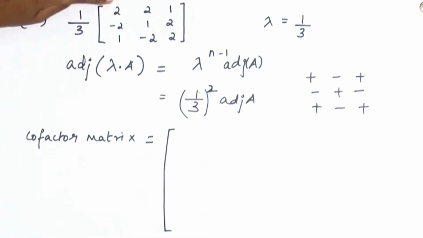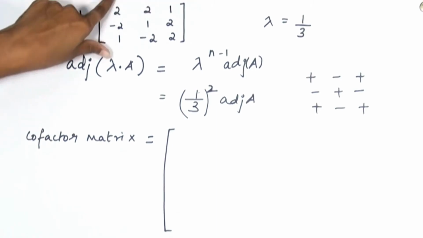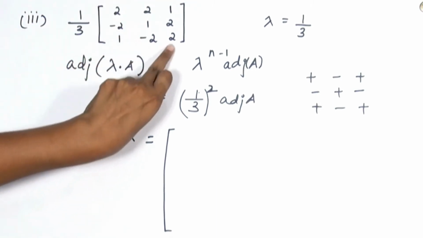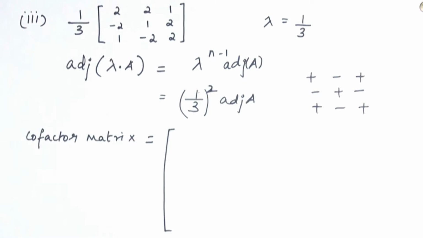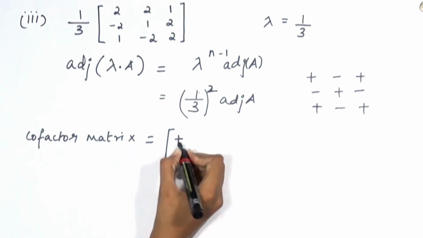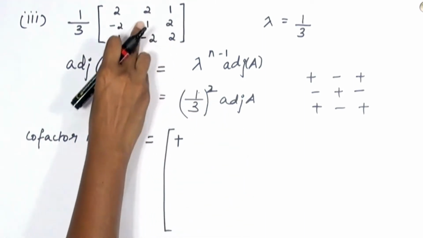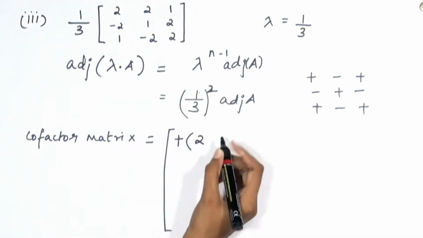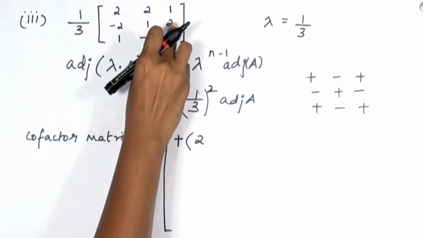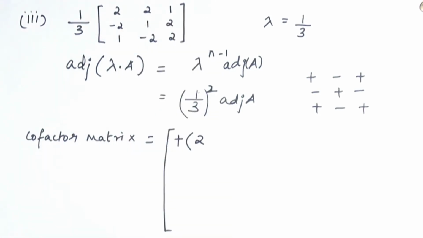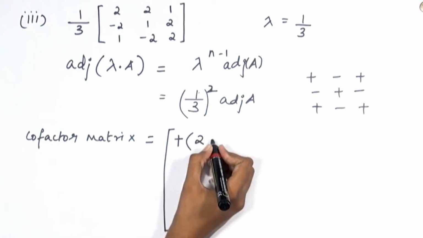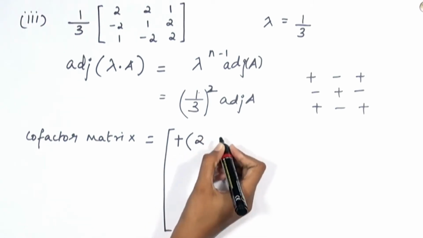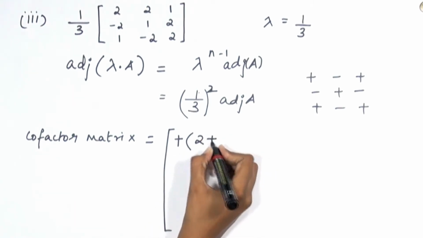So for finding out the cofactor of the first element, you will be cancelling out this row and this column and evaluating the remaining elements. Considering the sign plus, we will have these elements to evaluate. 1 into 2 becomes 2, minus 2 into 2 becomes minus 4, but we have minus over here already, and therefore it becomes plus 4.